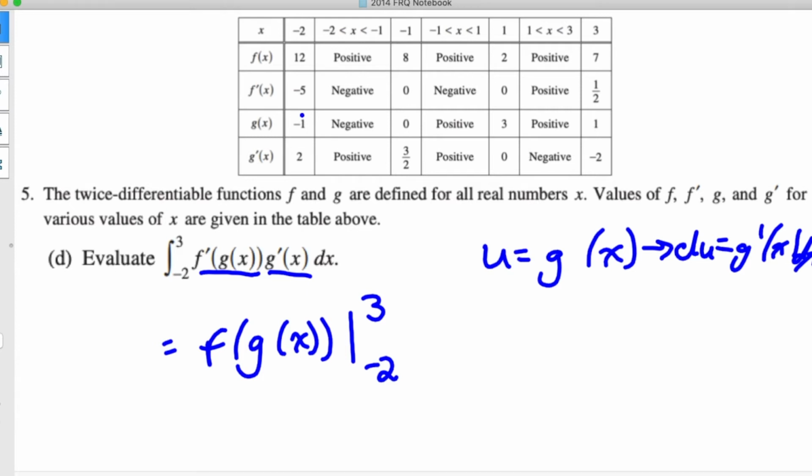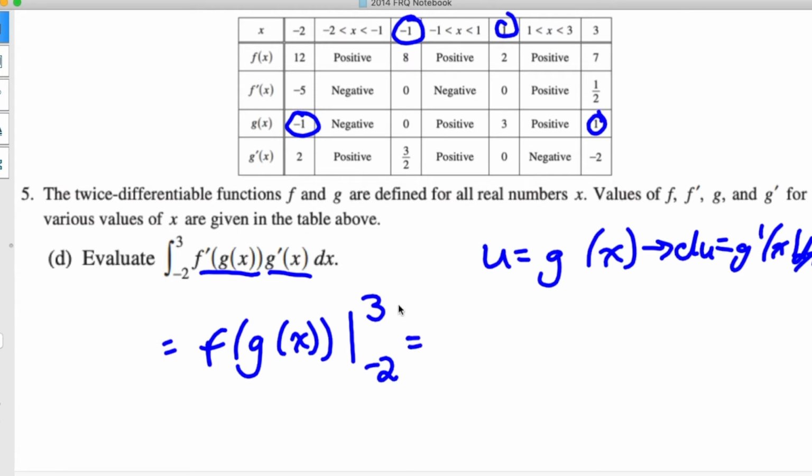You could do g of -2 and then g of 3, because both of those, -1 and 1, are in your table, 1 and -1 for the values of f. So you could change your intervals from the integral and completely change everything. That's a possibility, but it's not necessary. We don't need to do this. All right, so plug those in.